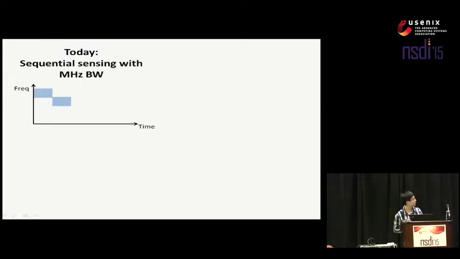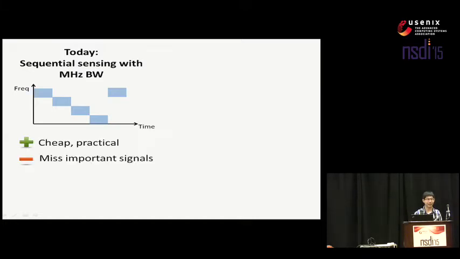So what would you do? You do something similar to this, where you hop from one frequency to the next, sensing only tens of megahertz of frequencies each time. This is called sequential scanning, which is very cheap and practical, but it misses important signals. If we do some calculation, we'll figure out that only 1% of the time the sensing hardware is focused on a specific band, and 99% of the information is missed. And this is not ideally what we want.